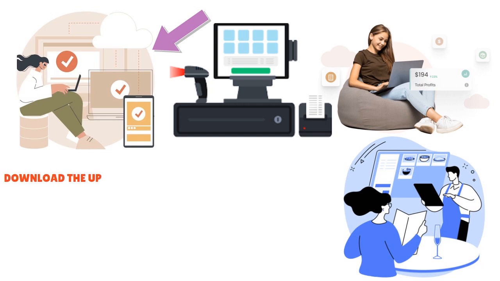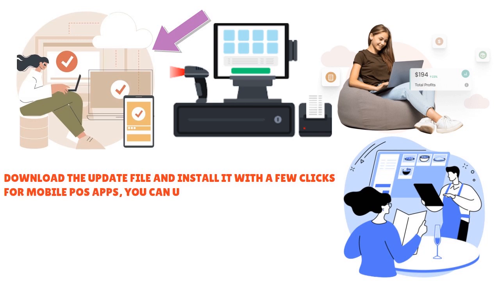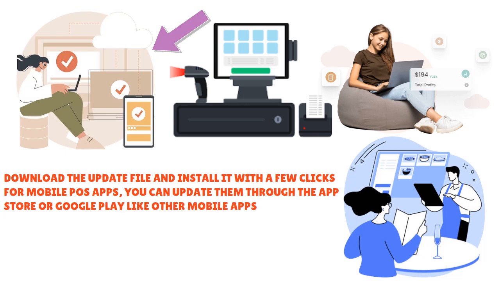So updating the software is kind of simple. You simply download the update file and install it with a few clicks. So for mobile POS apps, you can update them through the App Store or Google Play like other mobile apps. So nothing really complicated here.